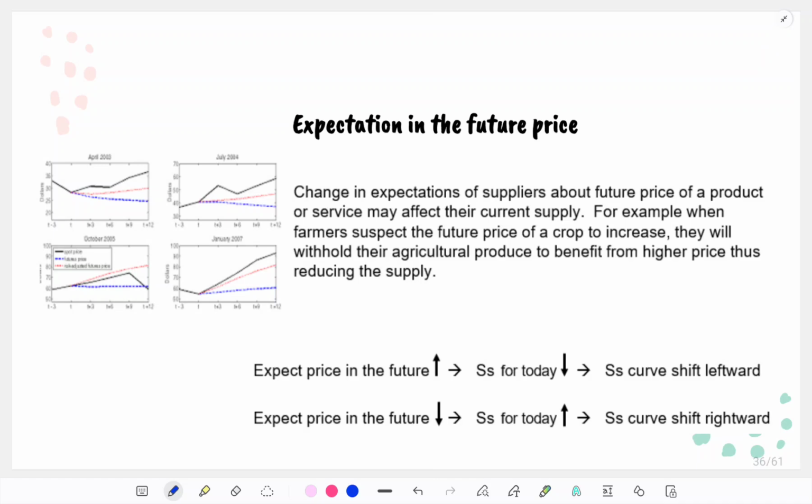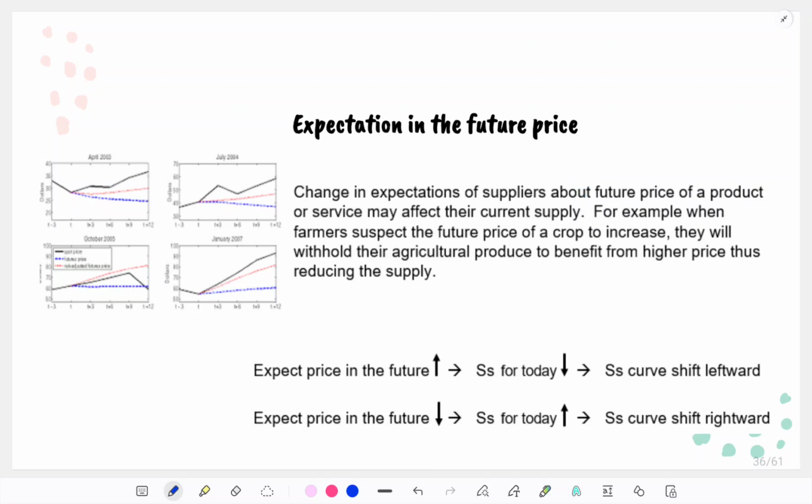One more factor that is the same as demand, which will influence our supply, is expectation of the future price. Sometimes sellers change their supply based on what they expect to happen later. If sellers believe the price of oil, for example, will rise next month, they may hold back supply now and wait to sell later at a higher price. So, supply decreases now and the curve will shift left.